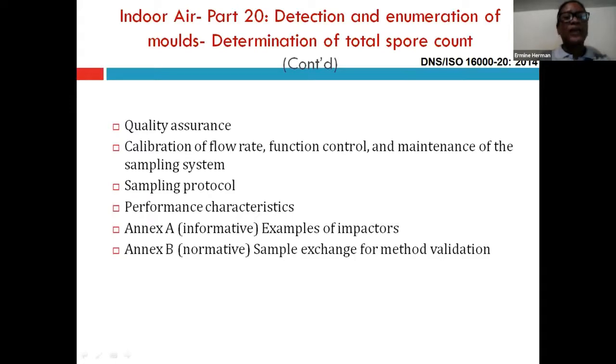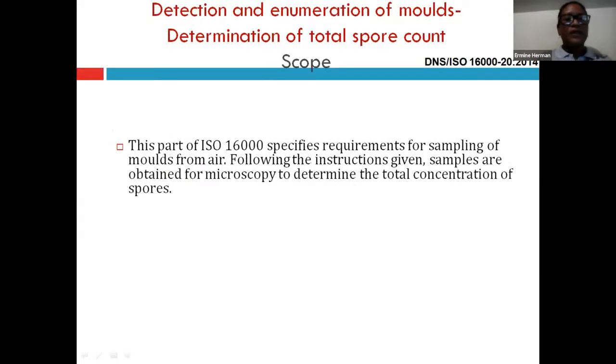And there are two annexes associated, an informative and a normative. The informative will look at the different types of impactors that are used to collect mold samples of the air for total spore count. And the normative will look at the sample exchange for method validation. So the scope will give you a broad idea of what this standard covers. It specifies requirements for sampling of molds from the air. Following the instructions given, samples are obtained for microscopy to determine the total concentration of spores.